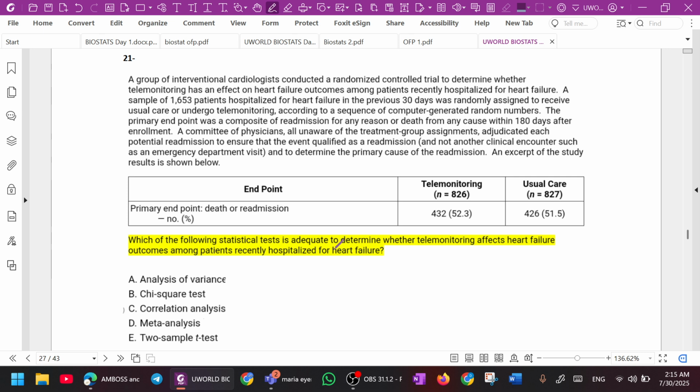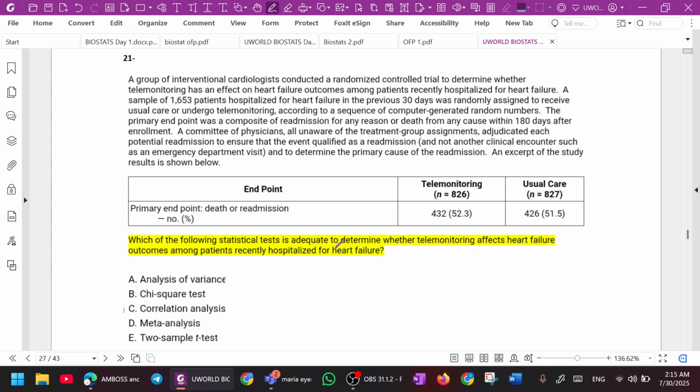Heart failure and without heart failure. Where do you see without heart failure? There is no without heart failure. They are only including people with heart failure. So you say one group was telemonitoring and usual care. What's the other group? There is no other group.